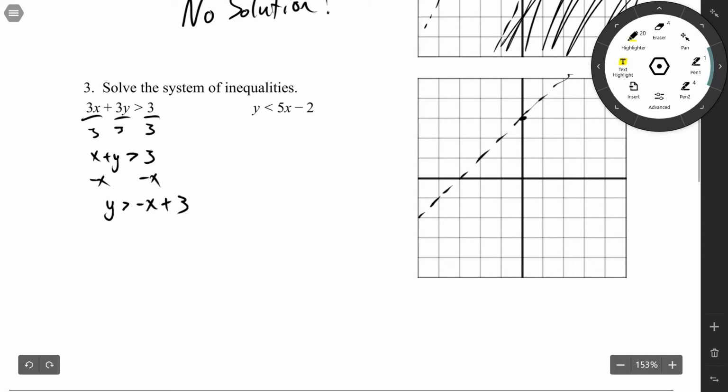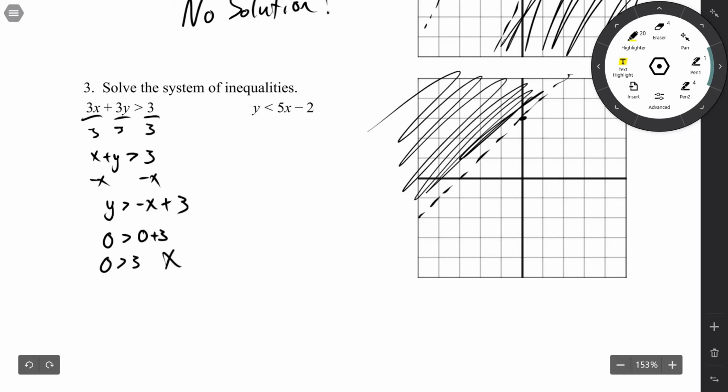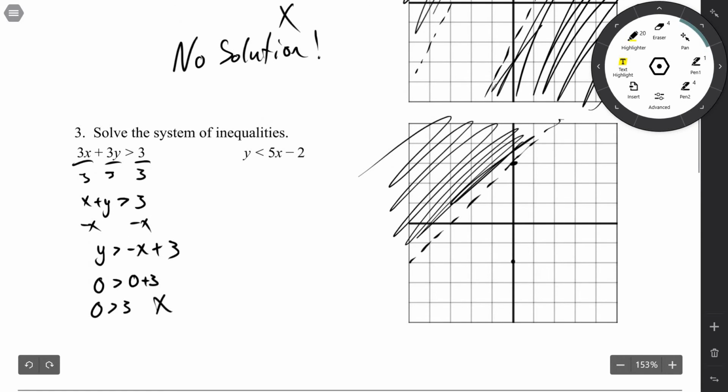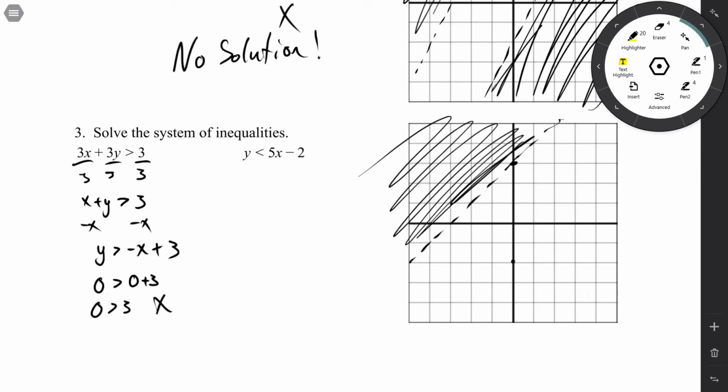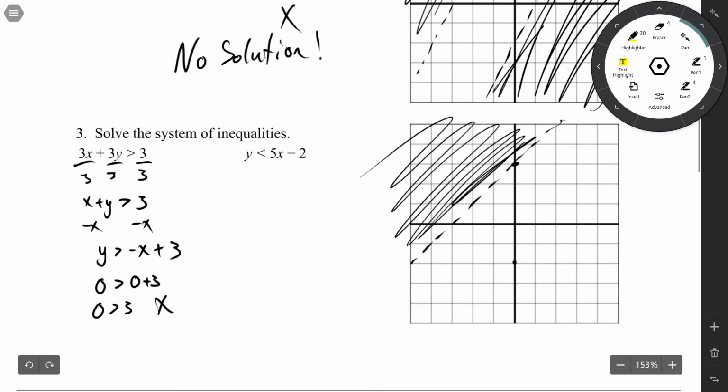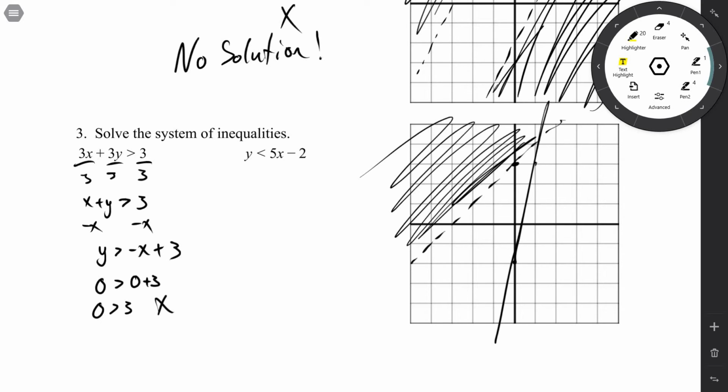All right, easy enough. Let's do a test point. 0 is greater than 0 plus 3. 0 is greater than 3. This does not work. We would have to shade on this side. Let's try this next one here. Let's see, negative 2, positive 5 slope. Let's see, 1, 2, 3, 4, 5. We'd get up to about right here. We would get up to there, okay. That there. Again, this is just an approximate line.